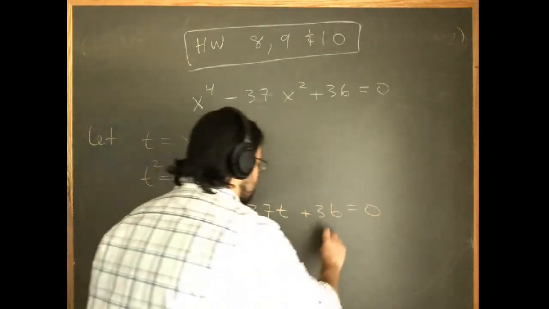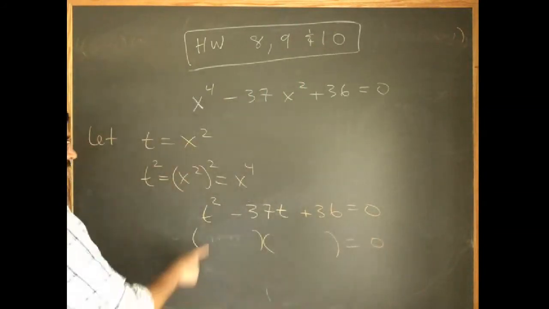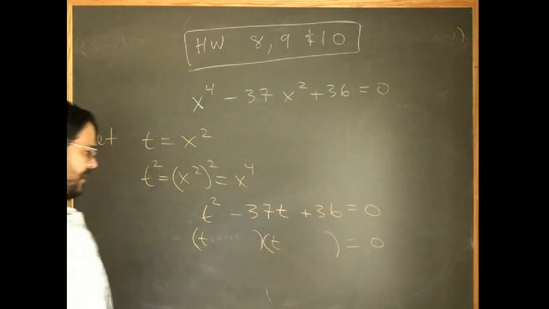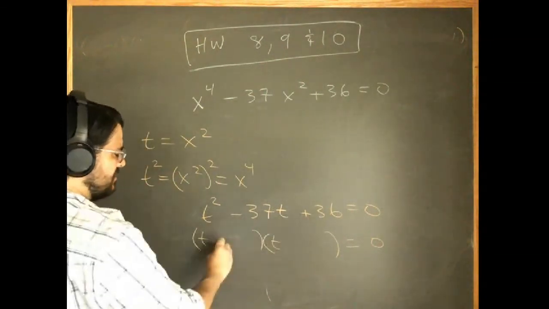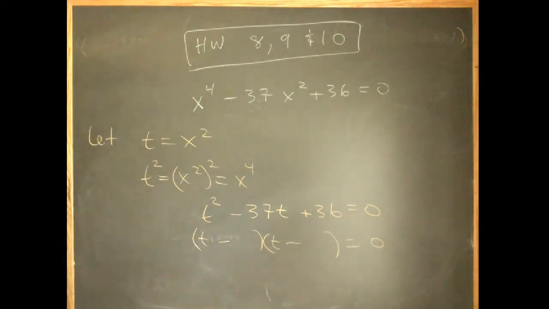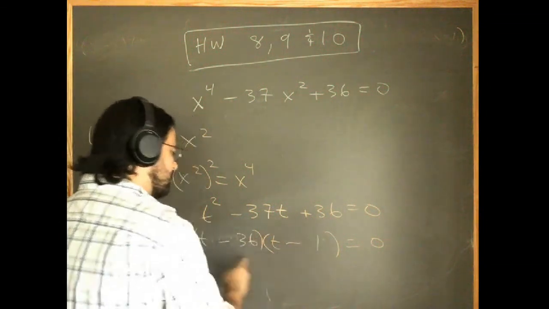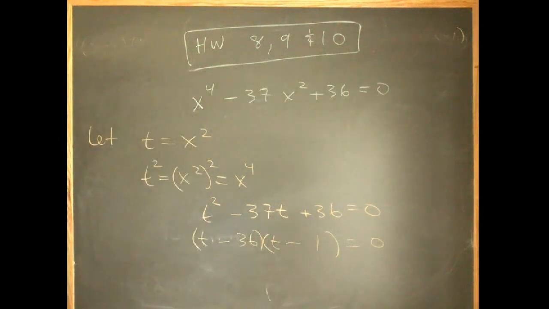Okay, so now we can factor this. If we can factor a quadratic, we should. This is t squared, so there should be a t here and a t here. This is negative and this is positive, so there should be a negative there and a negative there. We need two numbers that multiply together to give us 36 and add together to give us negative 37. What are they? Okay, 36 and 1, right? So negative 36 and negative 1 gets negative 37. And negative 36 times negative 1 is 36.